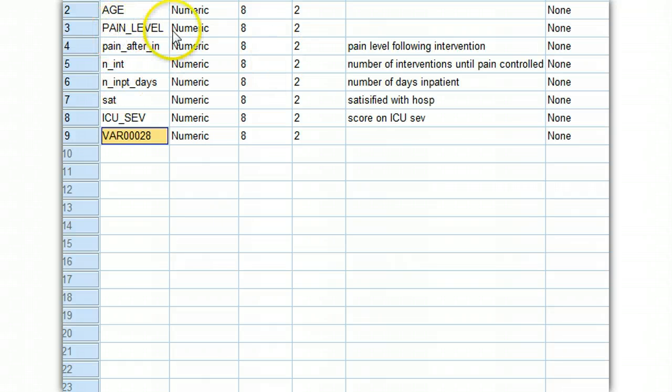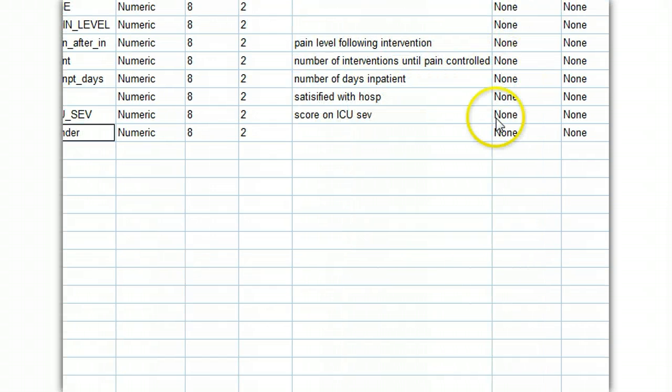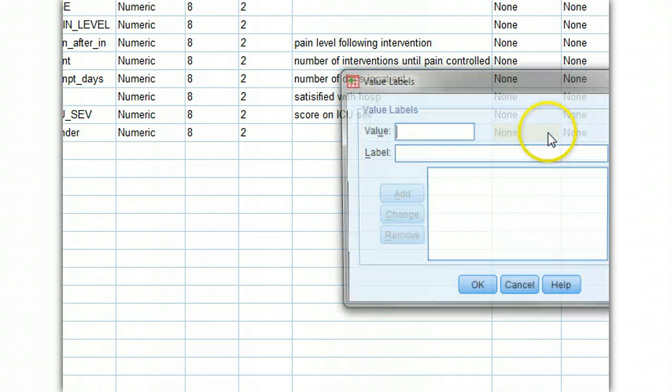So I've labeled the variables that we have. We have the pain level, which is 0 to 10. We have the pain level after an intervention, which I labeled a little more under the label, as well as the number of interventions while pain is controlled, number of inpatient days, satisfaction with the hospital, and ICU severity score. The last one I want to show you is gender, so I'm going to put a code in here. We're going to put values in.